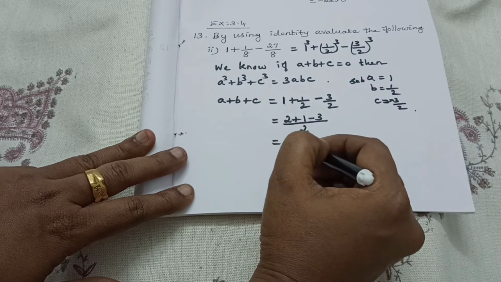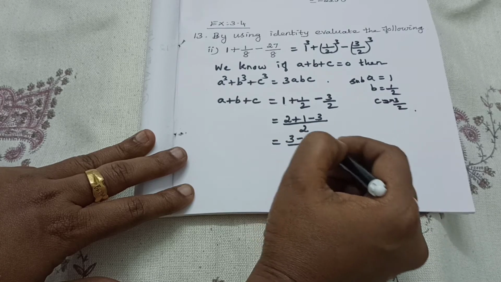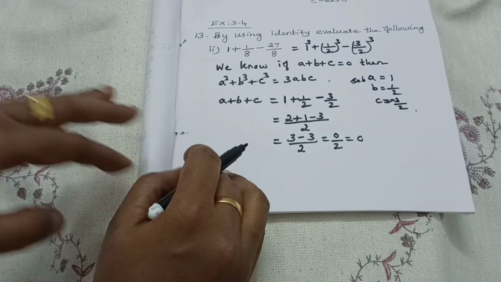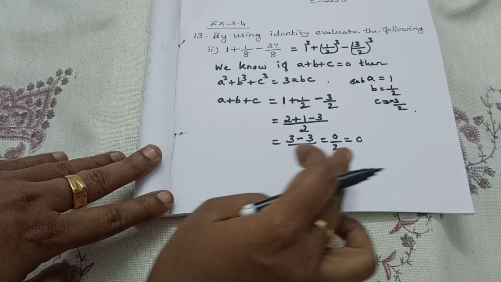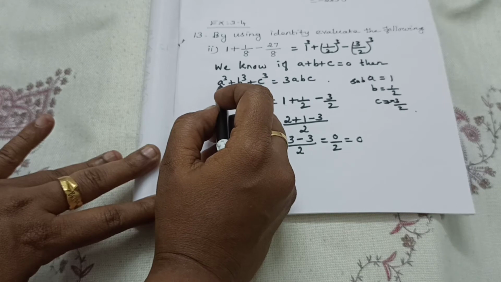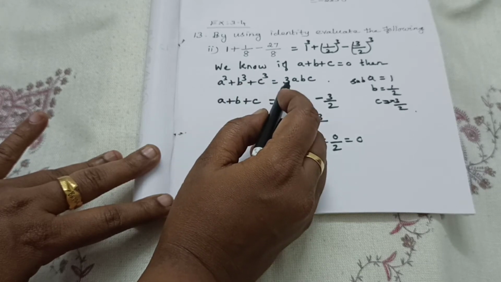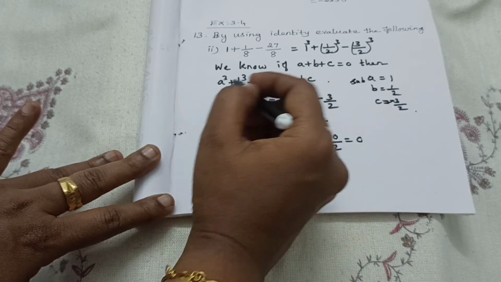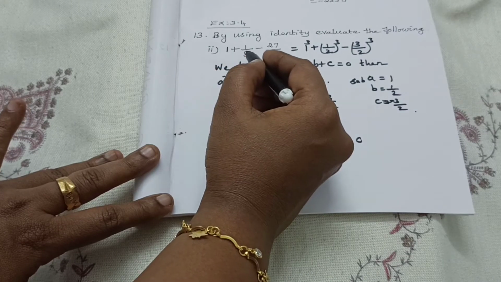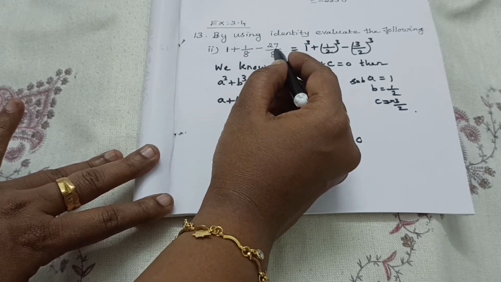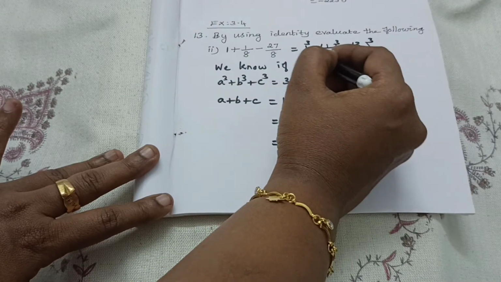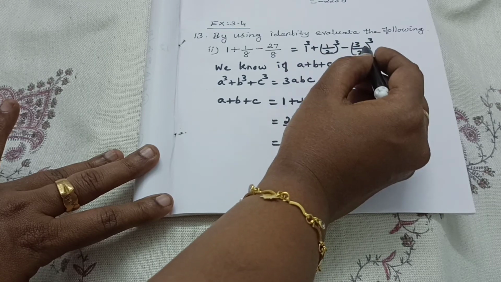Minus 3, divided by 2. Then equal to 3 minus 3 is 0. 0 divided by 2 is equal to what? 0. a plus b plus c is equal to 0, we got. Isn't it? Then we can use which formula? a cube plus b cube plus c cube is equal to 3abc. Okay. Here a cube plus b cube plus c cube, what is given here? 1 plus 1 by 8 minus 27 divided by 8. Isn't it? This one only we wrote like this. Okay, a cube plus b cube plus c cube form.